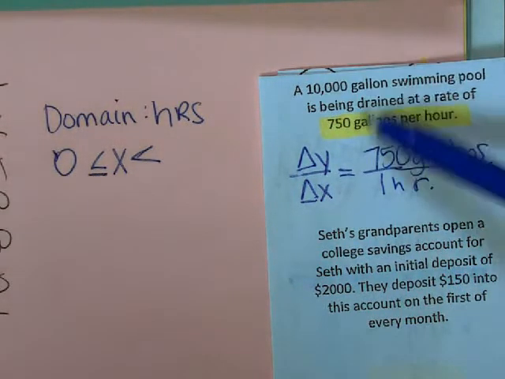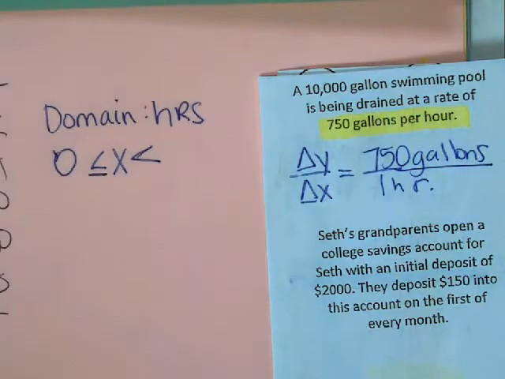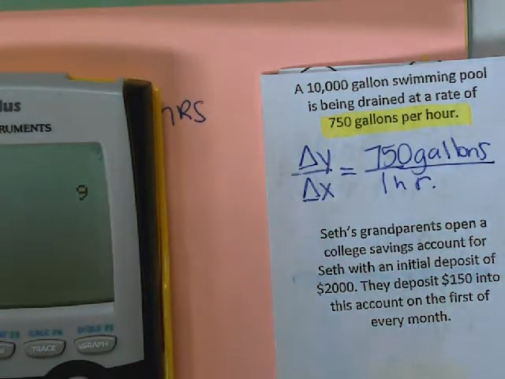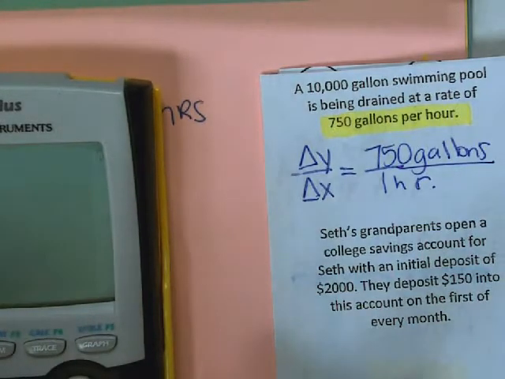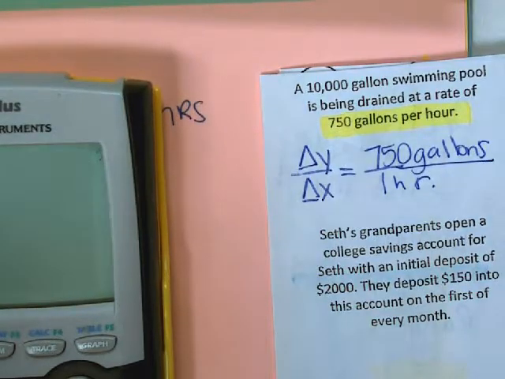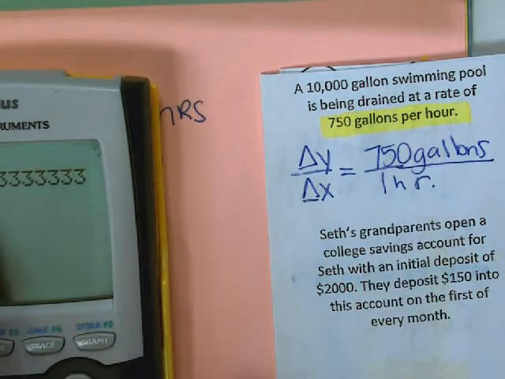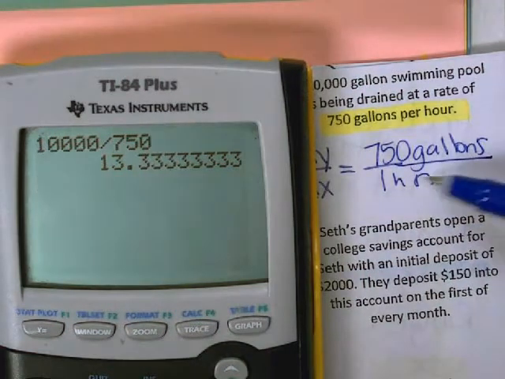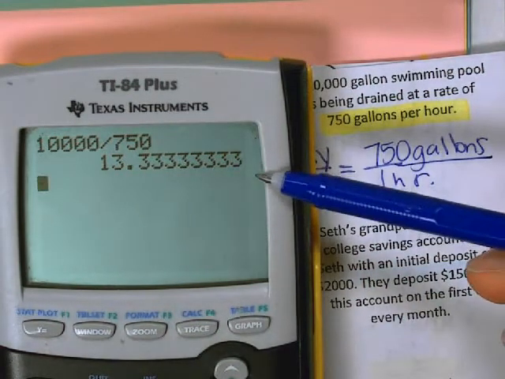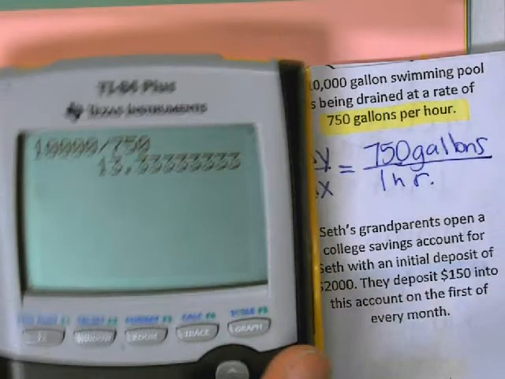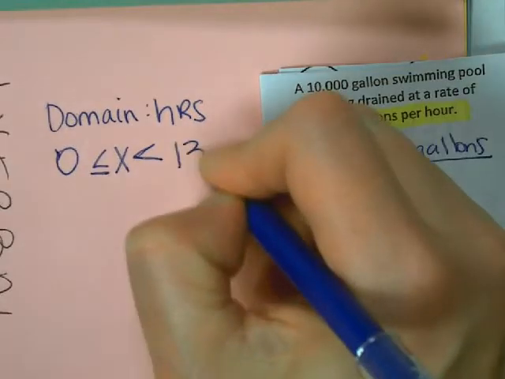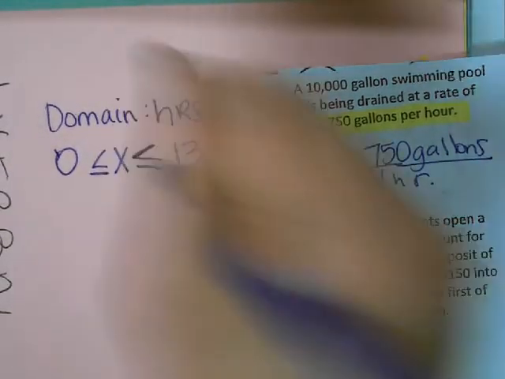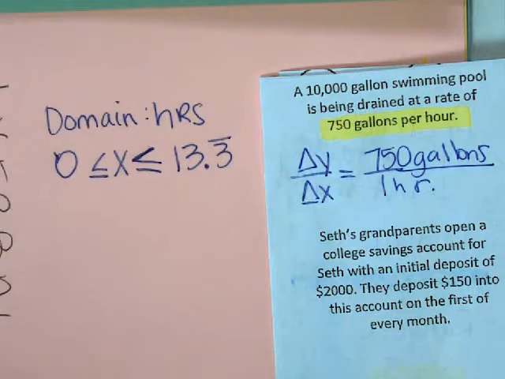Now, let's talk about how much time it's going to take to drain the pool. To do that, you're going to divide 10,000 by 750, and you get 13.3 repeating. So that tells me how many hours it's going to take to finish draining the pool. So that's going to be the other half of my domain. And it could be equal to that time because it takes that long to actually drain it.